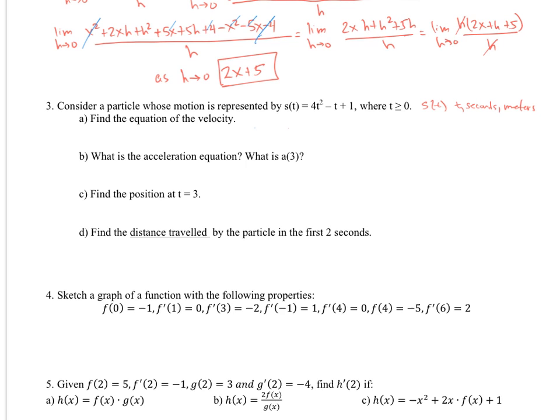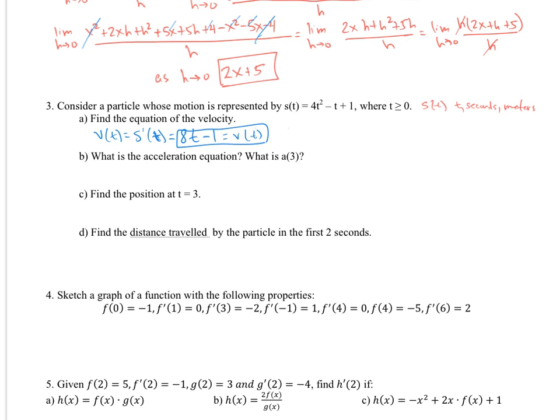So to find the velocity, the velocity is just simply the derivative. So v of t is going to be the derivative of our position equation, our s of t, and in this case we can go ahead and use the shortcut at this point. I didn't ask you to use the definition, so we're going to go ahead and say 8t minus 1. So this is our v of t equation.